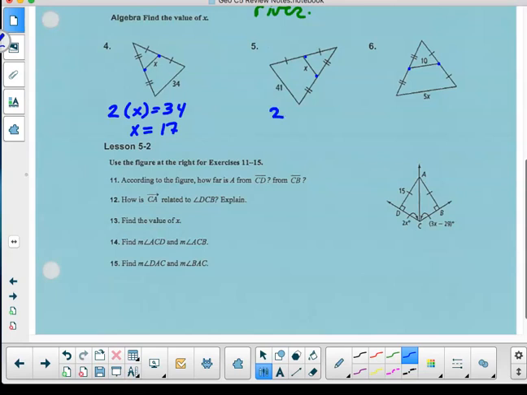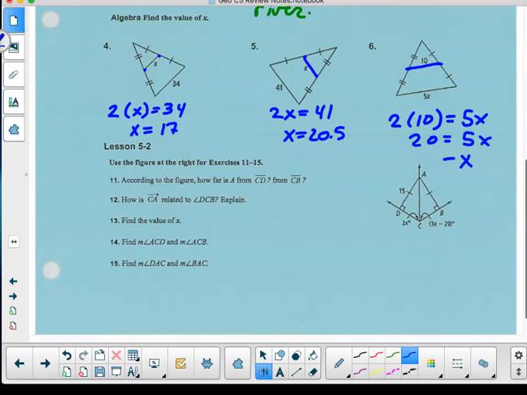Remember, 2 times x is 41. If I divide by 2, x is 20.5, because this is the mid-segment. This is the mid-segment. 2 times 10 is equal to 5x. So 20 is equal to 5x, and dividing, x is 4. So make sure we know that this is 20 and I've checked my work. Make sure you're comfortable with going through these.